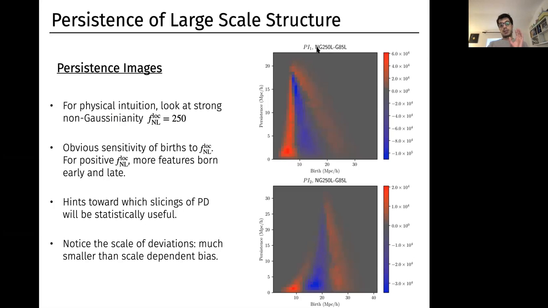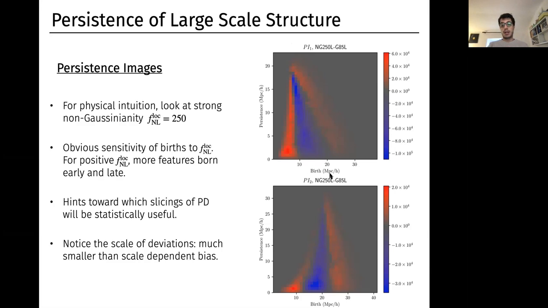So in the strong non-Gaussianity case, this is the non-Gaussian minus Gaussian. This is what we find for loops and voids. Blue means that there are fewer features in this region in the non-Gaussian simulation than in the Gaussian one, and more in the red. So these images clearly tell us two things. First, that birth is important here, so we should expect strong constraints to come from birth in the persistent diagrams. And also probably death, which is on this line here.